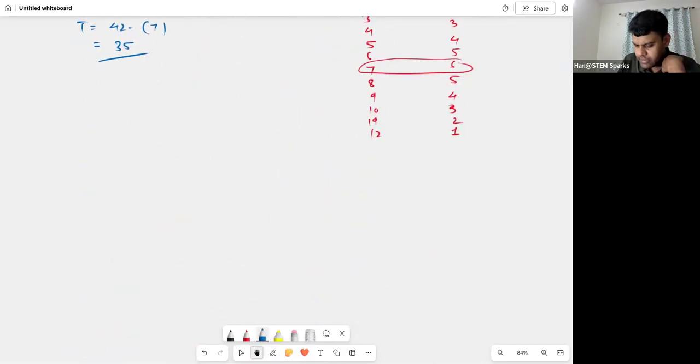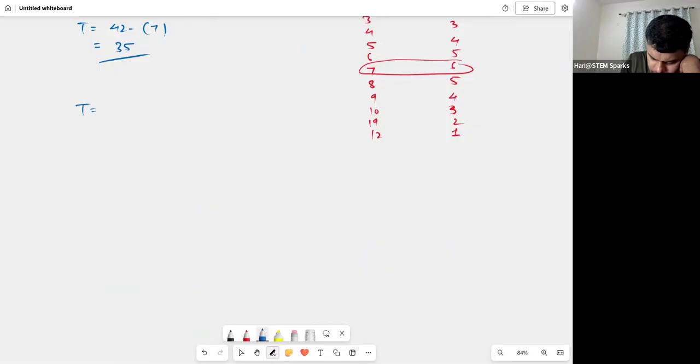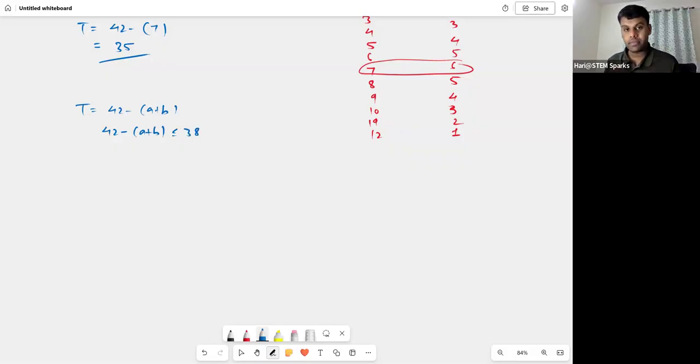Now the second part, the B part, was asking to calculate the probability that t is less than or equal to 38. The general formula for t was 42 minus (a plus b). They're asking what is the probability that the value of t is less than or equal to 38. So I can write this as 42 minus (a plus b) less than or equal to 38. Now listen carefully. 42 minus (a plus b) should be less than or equal to 38, so let's see what's the minimum value a plus b can take.